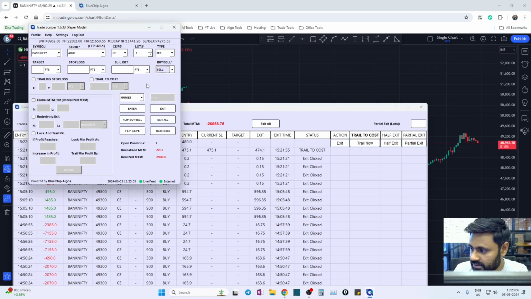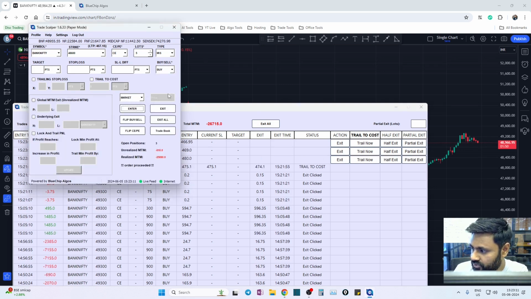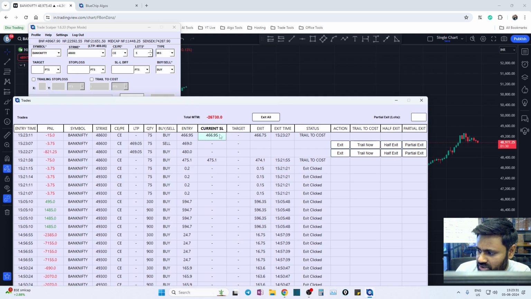So let's do one thing. Let us take a few more positions. I have taken one sell position, and then again I will take one buy position. Let me check. Yes, you can see that now this position is in profit and trail now will be activated. Can you see trail now is activated? 466.95 is the entry and the current SL is 466.95. Like that, this current SL keeps on changing. In case you have given some other stop loss initially, that will be changed to the entry price. So that's the trail now button. Now you can see I can trail now this position. If I hit trail now, you can see that 469 is the entry and 469 is the current stop loss.